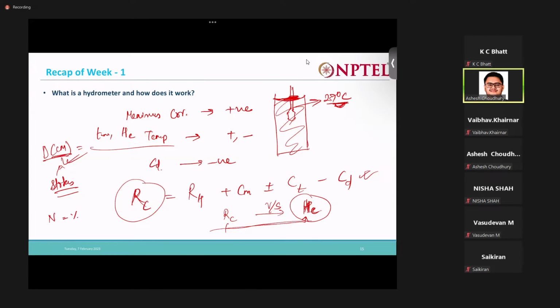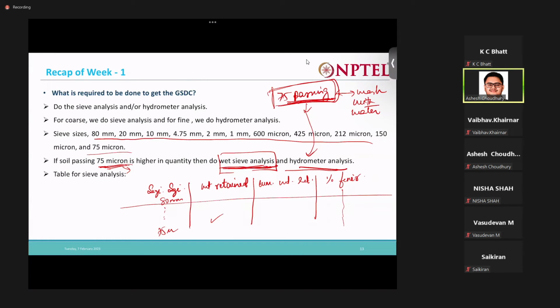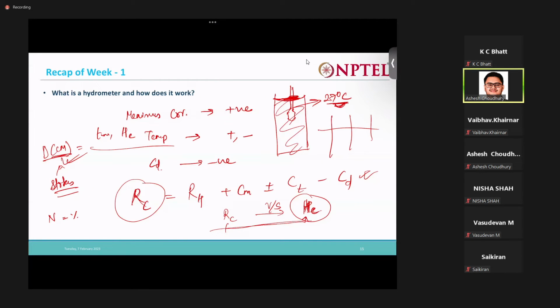So that you can complete this table after 75 micron. Also you might have 1 micron, 0.5 micron, and you can complete this graph. After you get everything, you can just plot your grain size distribution curve, and from there we can classify the soil.